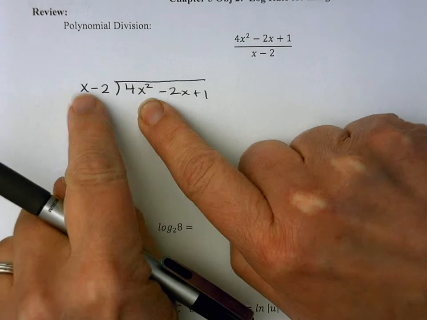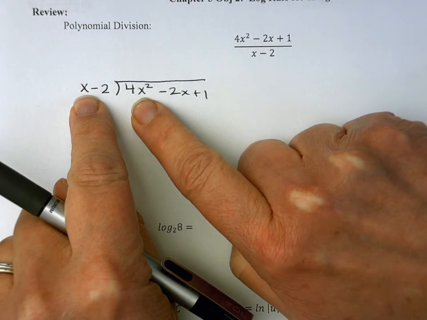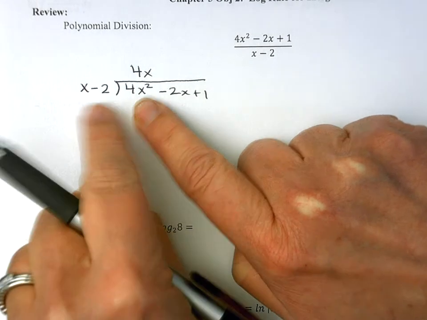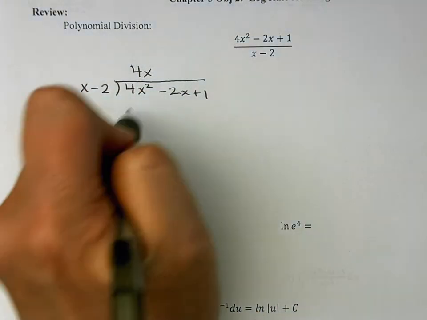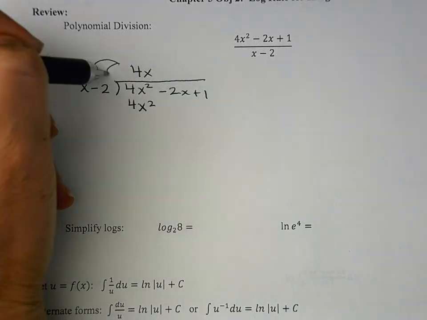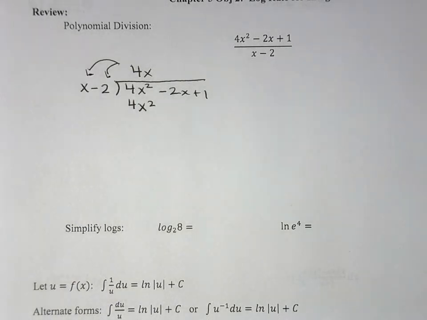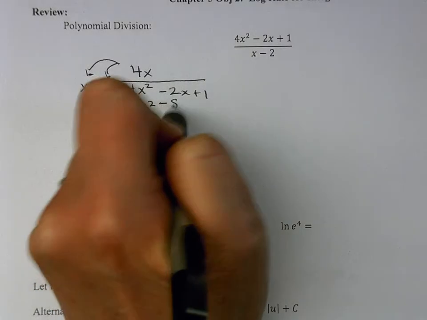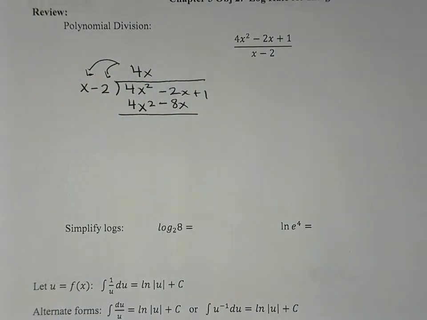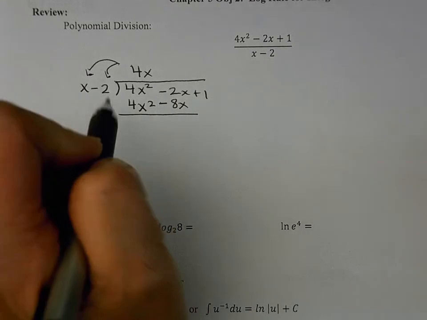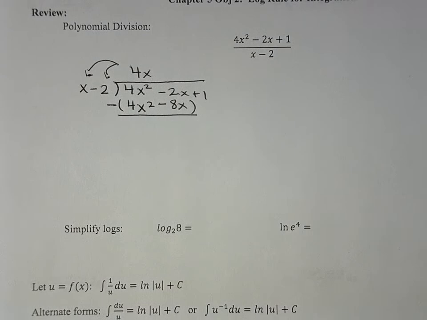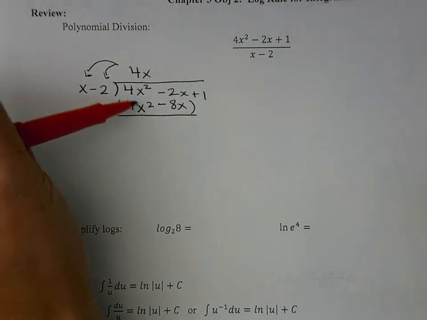So we look to see, okay, what do I multiply x by to get 4x squared? I would multiply by 4x. So x times 4x is 4x squared. And then we would also distribute it to the negative 2. So 4x times negative 2 would be negative 8x. And then from here, we want to subtract. So I'm going to subtract with a grouping, because we want to subtract both of those terms.